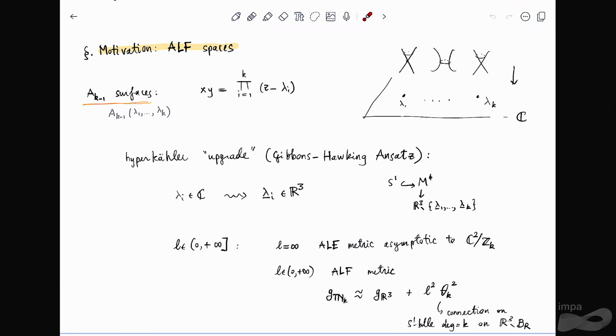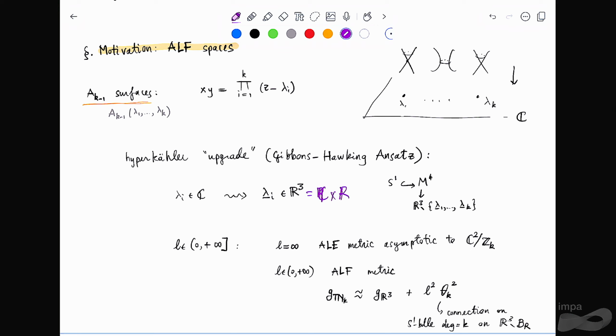So where's the other parameter? It's the size of the exceptional divisors, right? So each one, the Kähler class. Right. So for generic complex structures in the Gibbons-Hawking ansatz, complex structures correspond to choosing directions in the base R^3 of the hypertoric moment map.